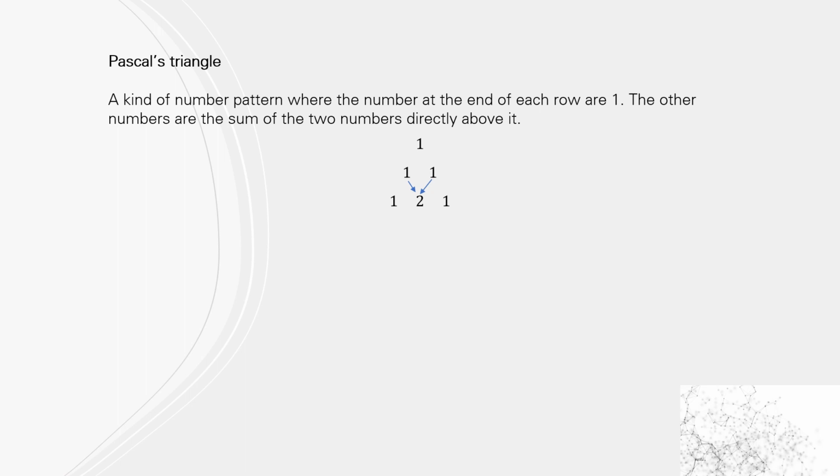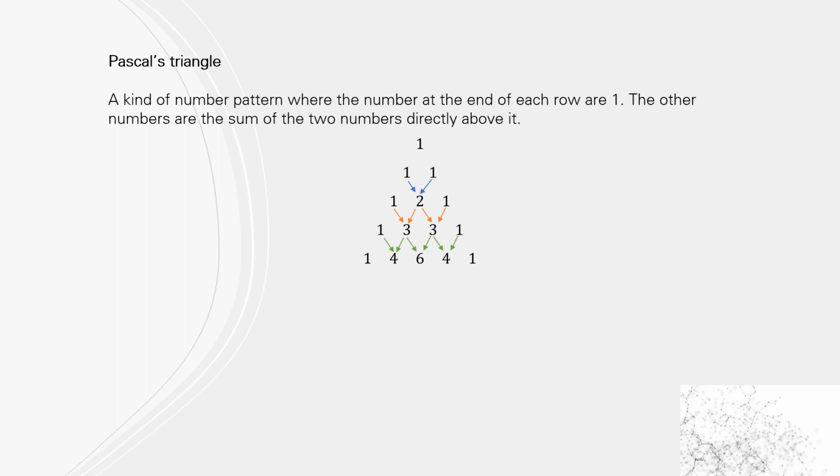is actually formed. So the start and end of each row is a 1, and the other numbers come from the sum of the two numbers that are directly above it. So our first row is 1, our second row is 1, 1, our third row, so you've got a 1 at the end, and the 2 comes from the sum of the two 1s that are above it. The next row, the 1s at the end, and then the 3s come from the sum of the two numbers above it. So 1 and 2 make 3, and 2 and 1 make 3.